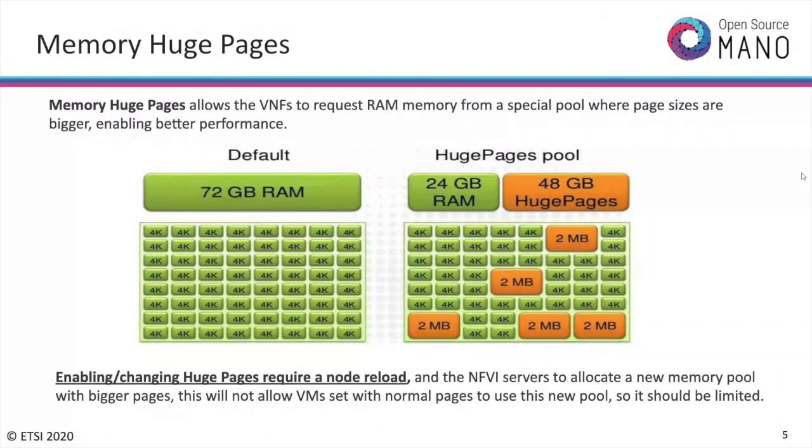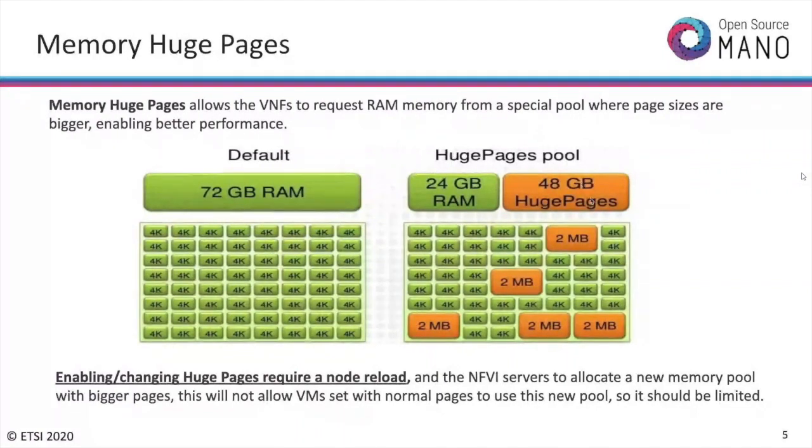So to have a huge pages pool, for example, if you have 72 gigs of RAM, you can say, okay, I will leave 24 of those gigs to regular paging and 48 for huge pages. And if you start adding virtual machines that request normal pages, then you will have a hard limit of 24. When you exceed that, you will receive an error because the system cannot assign huge paging to a virtual machine that is not requesting it. And the other way around too.